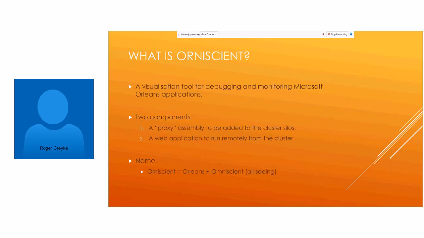There are two components: a proxy assembly, which you add to the silos of your cluster, and a separate web application which you run remotely from the cluster. We called it Orniscient because the idea was to look into Orleans, so we just combined two words to come up with one that we didn't get any Google hits on when we typed it in.